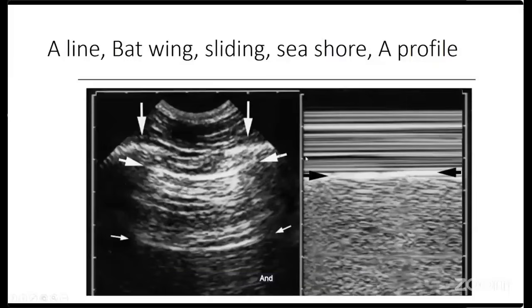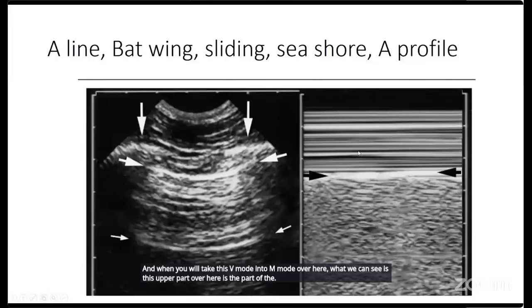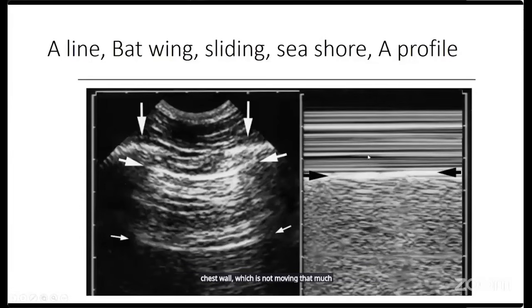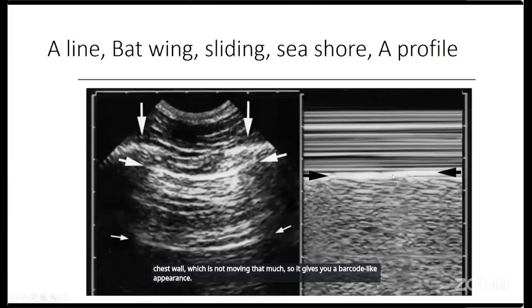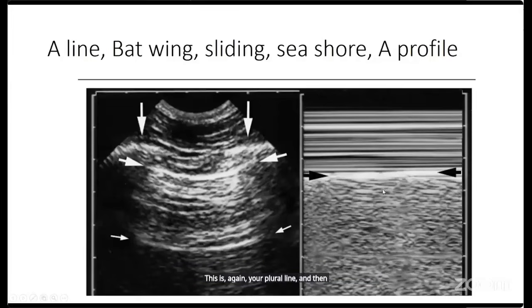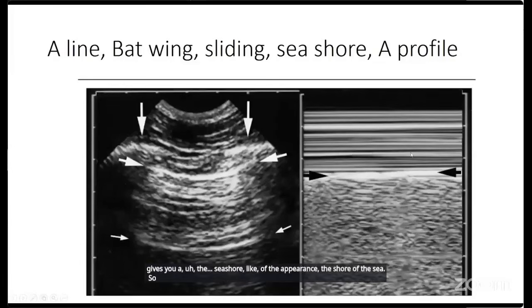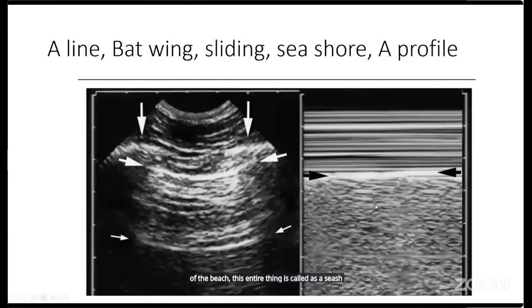And when you take this B mode into M mode, what we can see is, this upper part is the part of the chest wall which is not moving that much, so it gives you a barcode-like appearance. This is again your pleural line, and then the lung which is sliding over the pleura gives you a seashore-like appearance, the shore of the sea. Over here you can see the barcode sign and pleura, and then over here we can see the sand of the beach. This entire thing is called a seashore appearance.